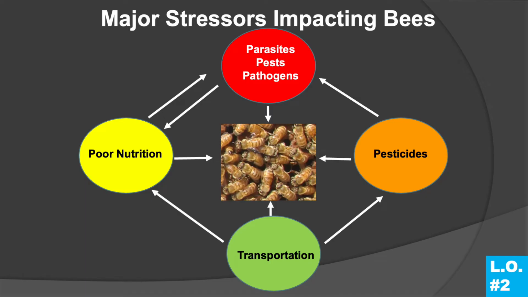So similar to other animals that we work with, bees are susceptible to environmental and nutritional stresses, as well as parasitic and other pathogen stresses. And a combination of these stressors impacts the ability of the bee to fight off bacterial and viral infections, again, similar to the other animals that we treat in our practice.